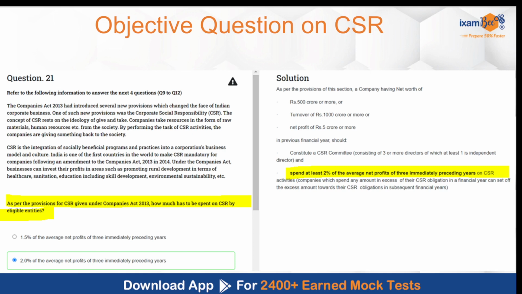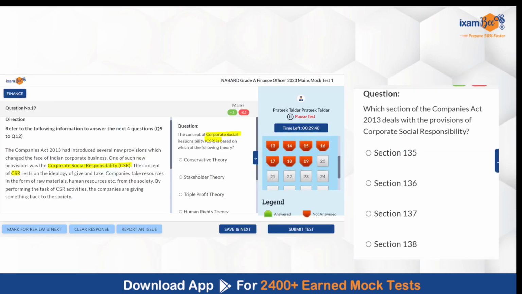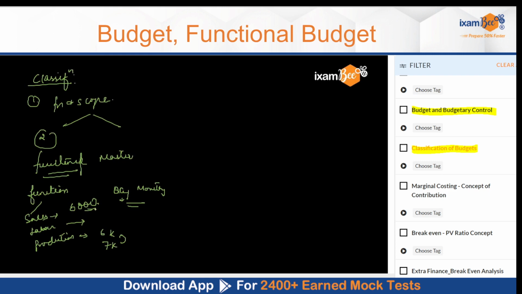To give you a glimpse of the coverage for these objective type questions, we had the exact type of question framed on corporate social responsibility, where questions on the section it is covered in under the Companies Act, what is the limit, how much has to be invested, for how many years it can be carried forward, have all been included in the exam. The questions and topics related to the budget, functional budget and the various type of budget is also widely covered in the notes.